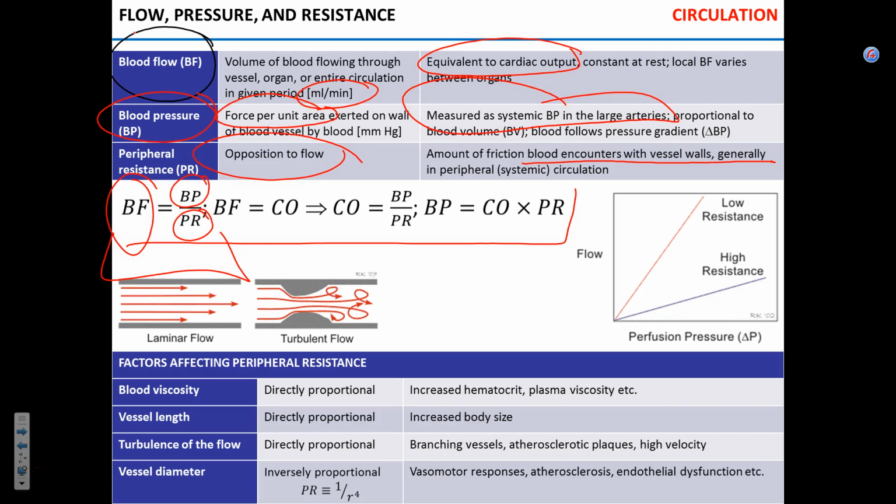So first of all, we figured that systemic blood flow equals cardiac output. That gives us that cardiac output equals blood pressure over peripheral resistance, which gives us the most important equation for the blood pressure regulation considerations. Blood pressure is directly proportional to cardiac output and peripheral resistance. Are we clear?